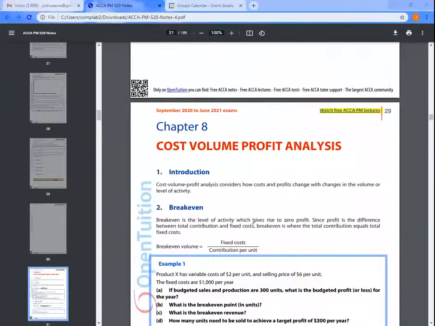So we are told, ladies and gentlemen, the most important thing is that under cost volume profit analysis, basically we are monitoring the costs. We shall be monitoring the profits. How are they going to move? Do they increase? Do they decrease as the quantity we produce changes? So how will the cost be changing? How will the profit be changing as the volumes change?